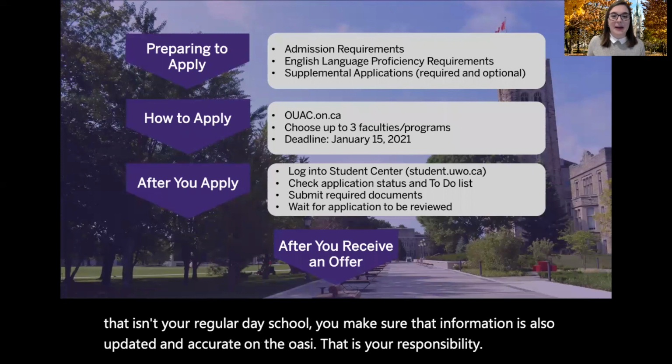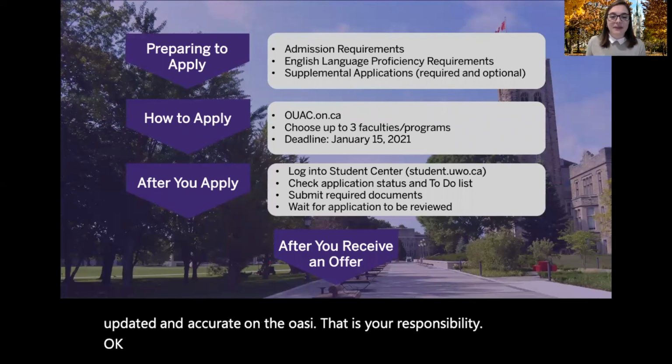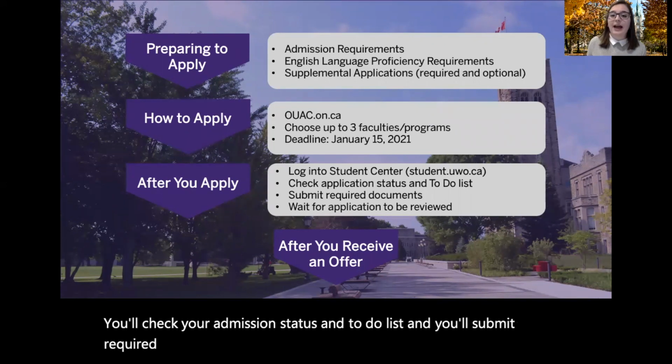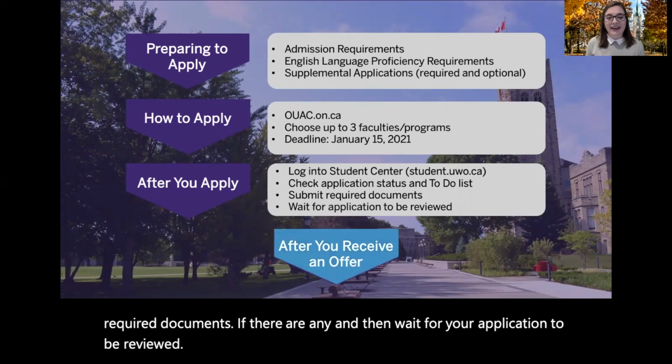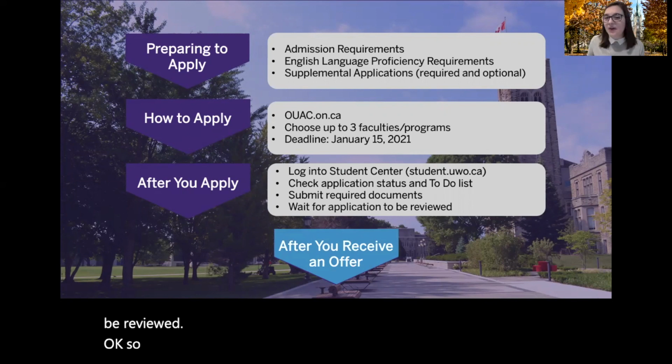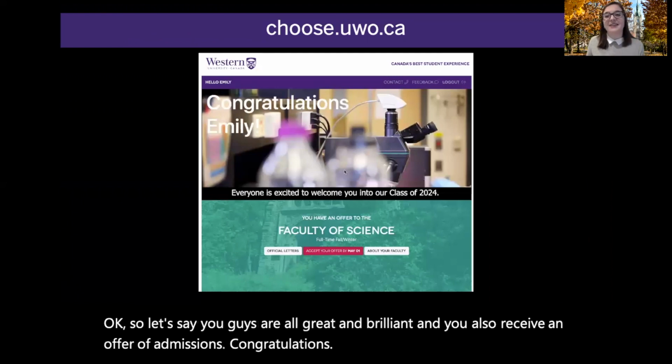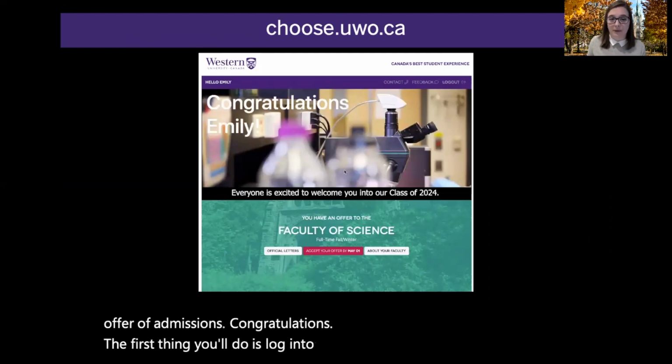Okay, recap time. After you apply to Western, you will log into Student Center. You'll check your admission status and to-do list, and you'll submit required documents if there are any, and then wait for your application to be reviewed. Okay, so let's say you guys are all great and brilliant, and you all receive an offer of admissions. Congratulations. The first thing you'll do is log into your offer portal.